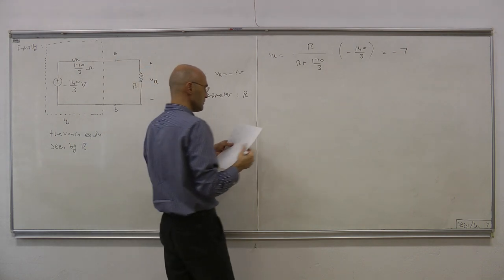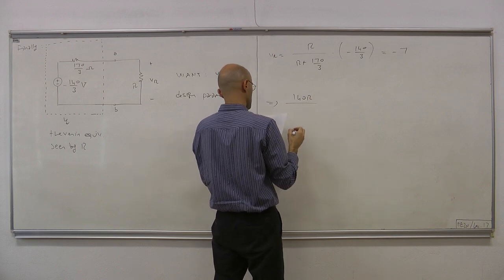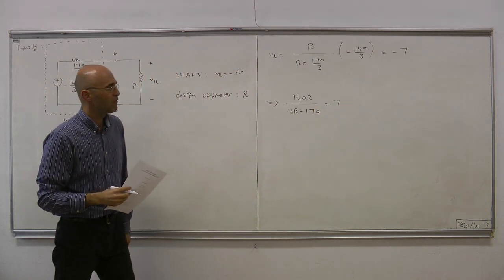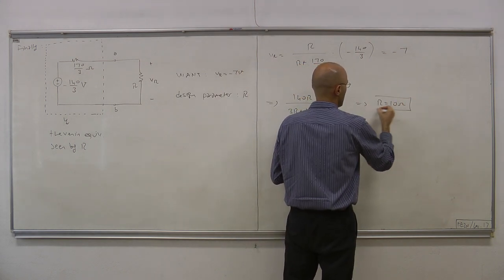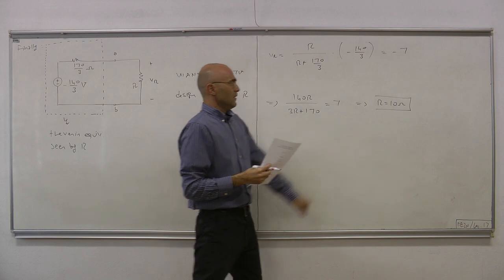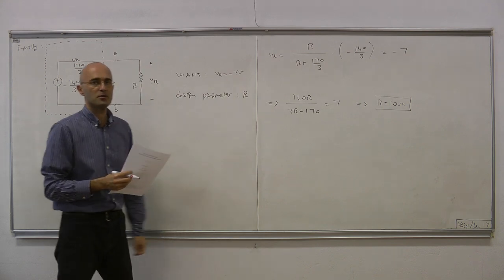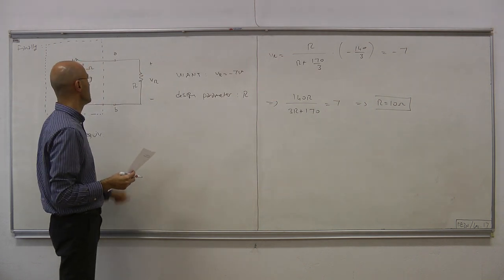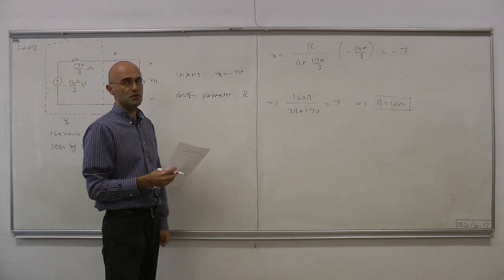Okay. Rearranging the terms, we can rewrite this equation as follows: 3R plus 170 equals 7. From this equation, it's clear that we should pick the resistance to equal 10 ohms. Okay, so that's the right value for that purpose. Note that it's much easier to figure out what the right R should be using the Thevenin equivalent circuit compared to the original circuit.